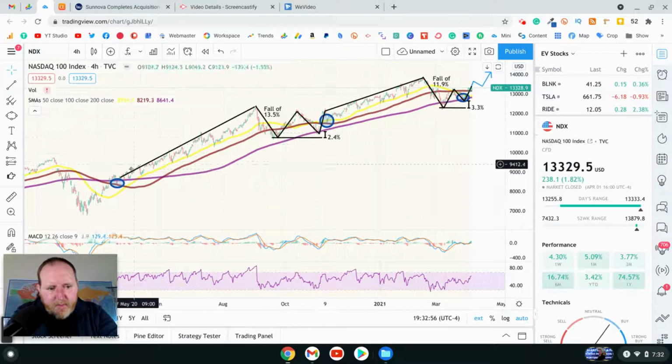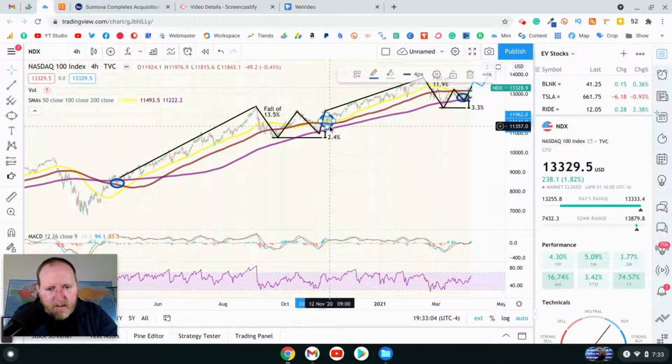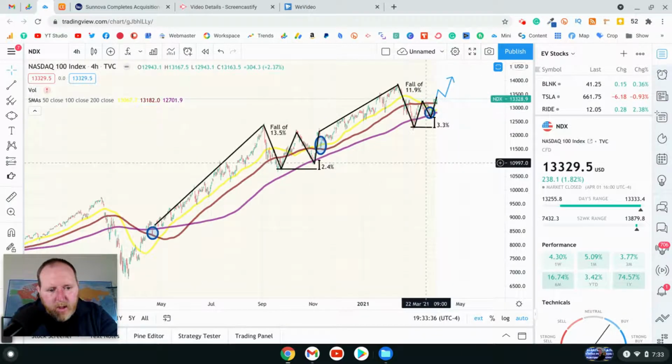Now, there are 3 blue circles, one over here, one over here, and one over here. Those 3 blue circles show that in each one of those circles, when the stock fell and hit the 100-day moving average, the stock bounced off of that 100-day moving average into a rally.